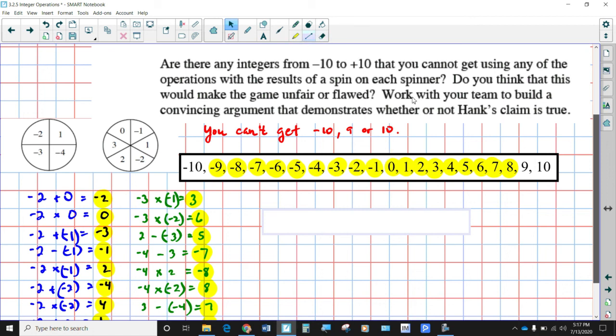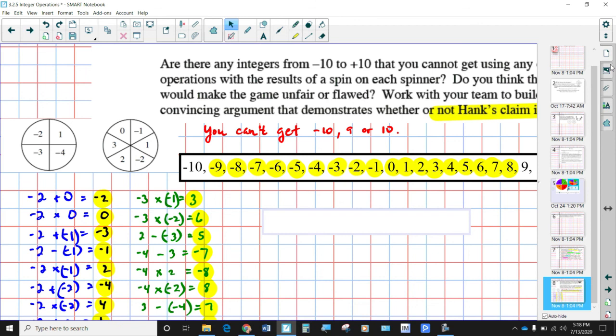However, who cares? That doesn't make the game flawed. It just means you're not going to win on the first turn, because I'm not quite sure you can get any combination that would get you 11 or -11 in one turn. So you're probably going to have to take at least 2 turns. Big deal. All right. So that's the lesson for today.